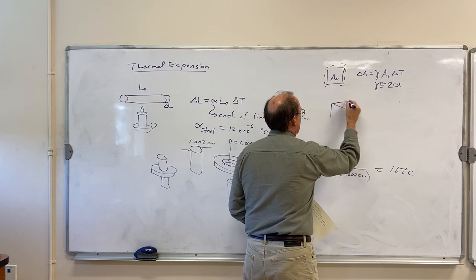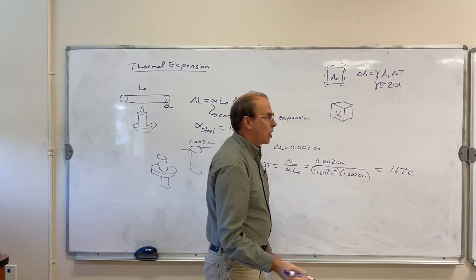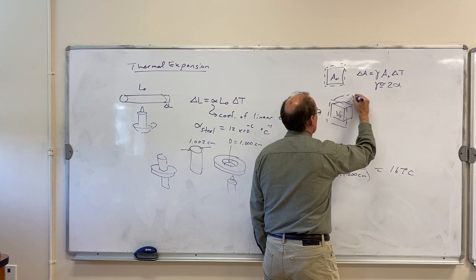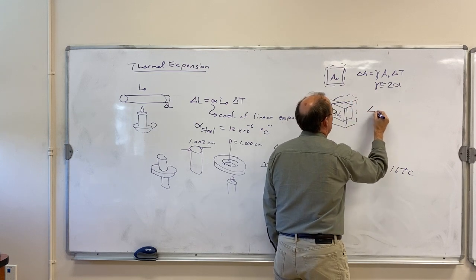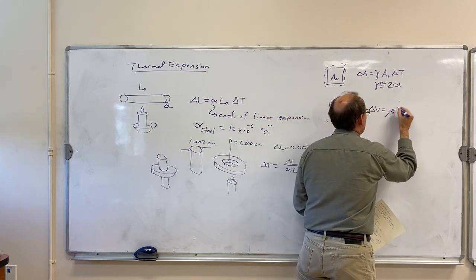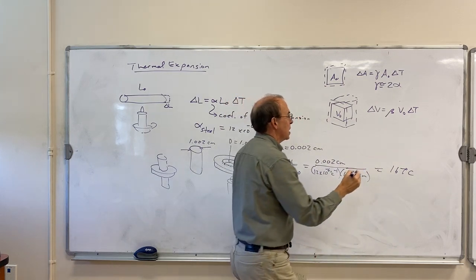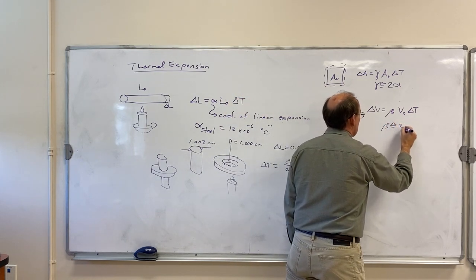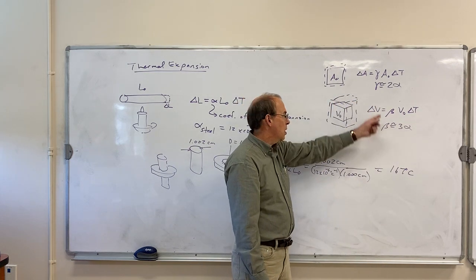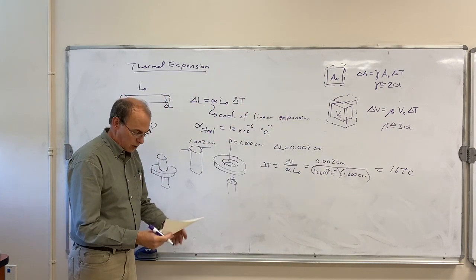If I have some volume V naught, you can have volume expansion. If you heat it, it will get bigger as well. There'll be some delta V, which is, I think beta is what's used for that, beta V naught delta T. This is the coefficient of volume expansion, beta. It turns out beta is approximately 3 alpha. Now these are approximations. You can also just look up gamma and beta in a table and use more precise values.